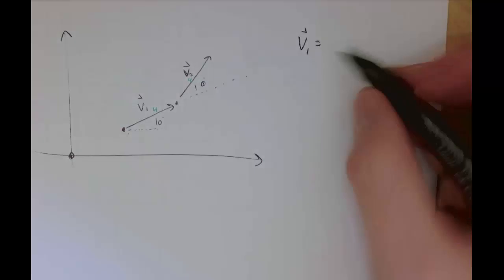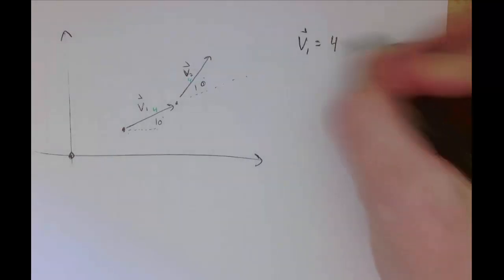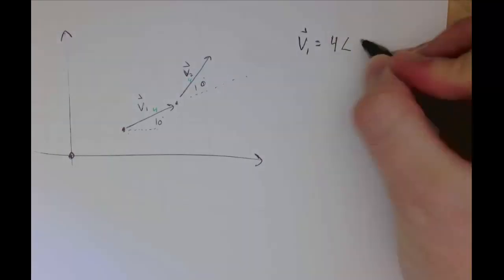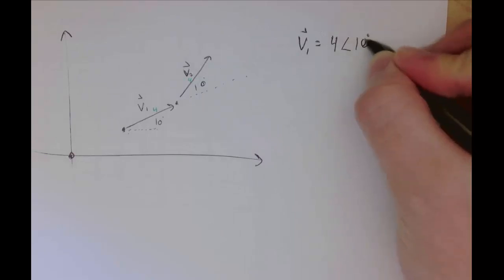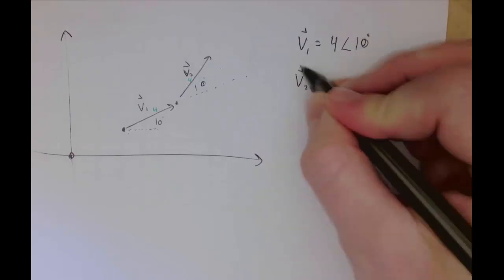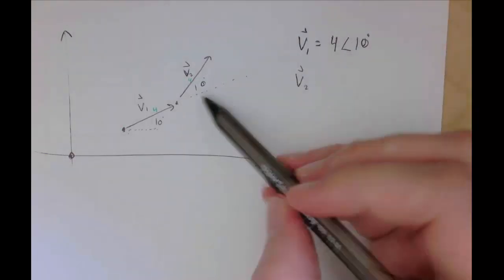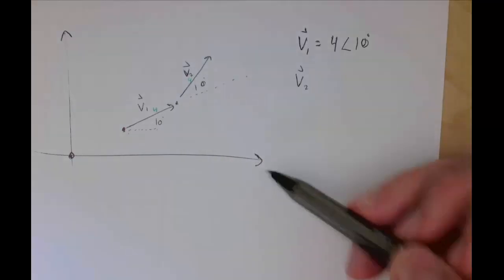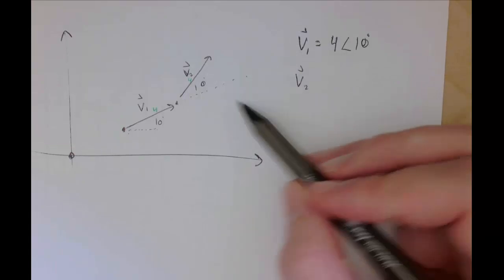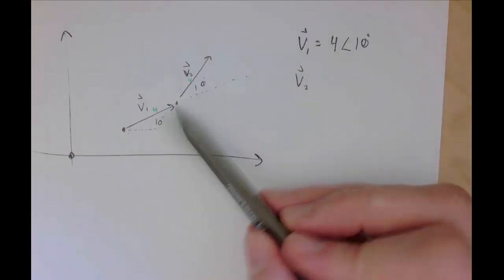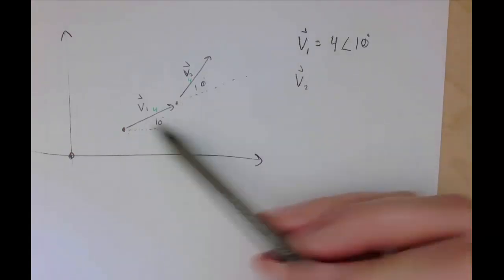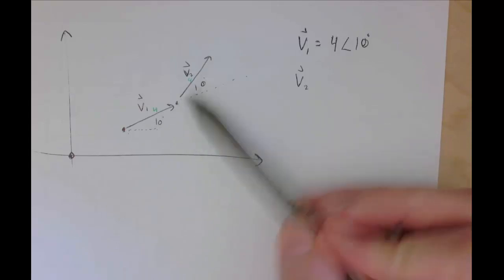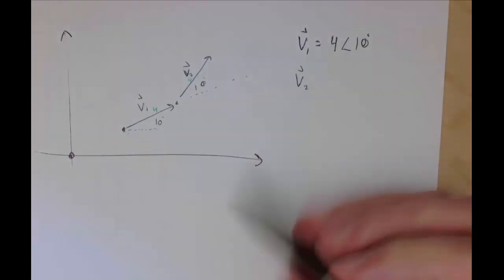So vector v1, we were writing it this way: a distance of 4 at an angle of 10 degrees. What's vector v2? Is it the same? Is it also I'm walking a distance of 4 at an angle of 10 degrees? And the answer is no. Hopefully that's clear because you can see that these arrows look very different from each other. This one is pointed in a different direction from that one.